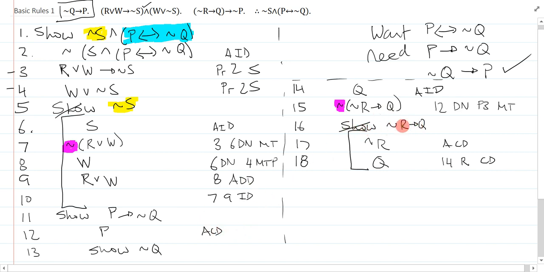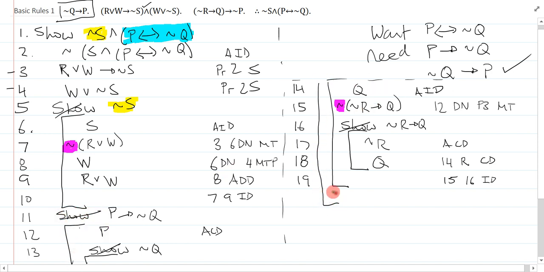Now that I've shown not R arrow Q, that is the contradiction right there on lines 15 and 16. So I'll say 15, 16 in direct derivation, and I get to cross off my last show line. I've now shown not Q under the assumption of P, which means that I've actually shown P arrow not Q on line 20, and that is 13 CD.